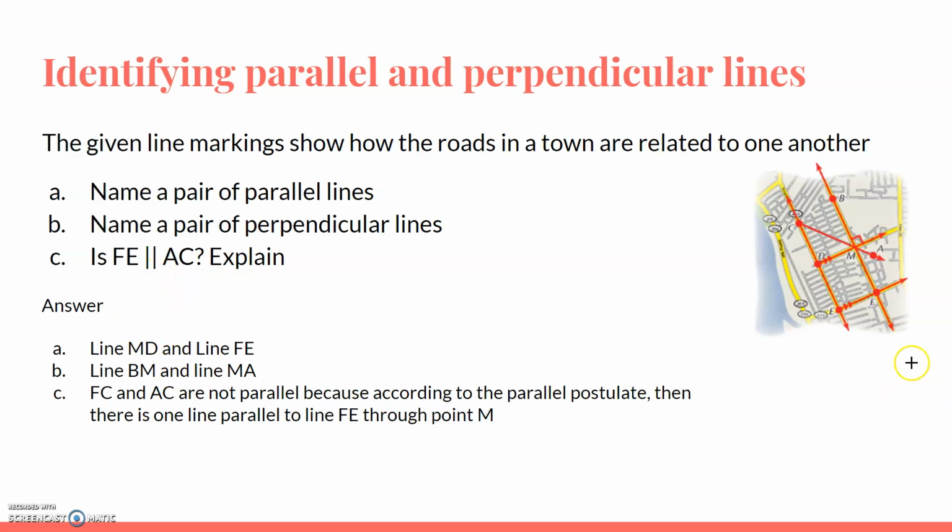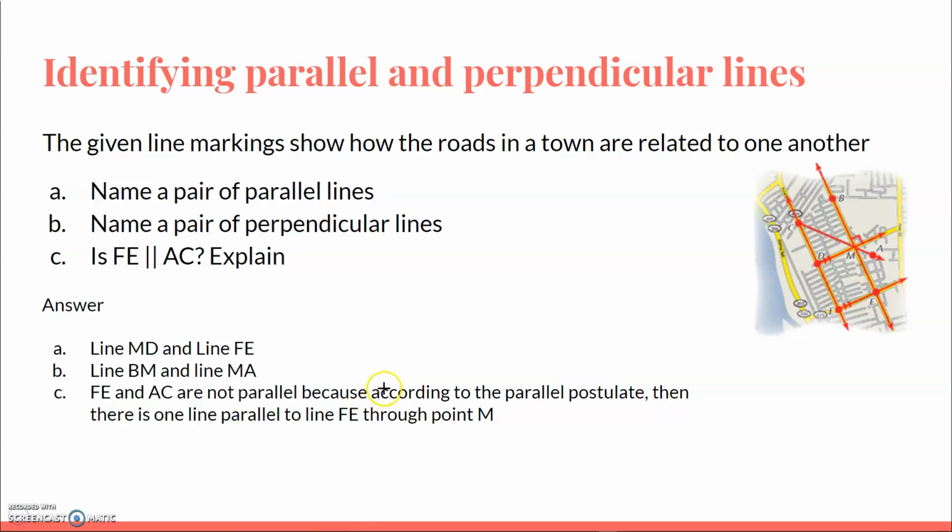And then lastly, FE and AC are not parallel. They're not parallel because according to the parallel postulate, there's only one line parallel to line FE through a point, and that's through point M right here.